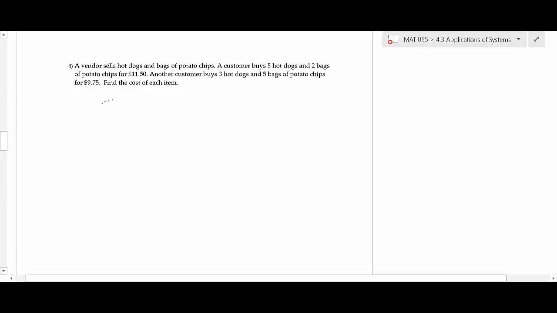Okay, so here's what this problem says. It says that a vendor is selling two things, hot dogs, bags of potato chips. And then there's two sentences. The first sentence says the customer buys 5 hot dogs and 2 bags of potato chips, and that's how much it costs. The second sentence says another customer gets another combination, 3 hot dogs, 5 bags of potato chips, and that's how much it costs.